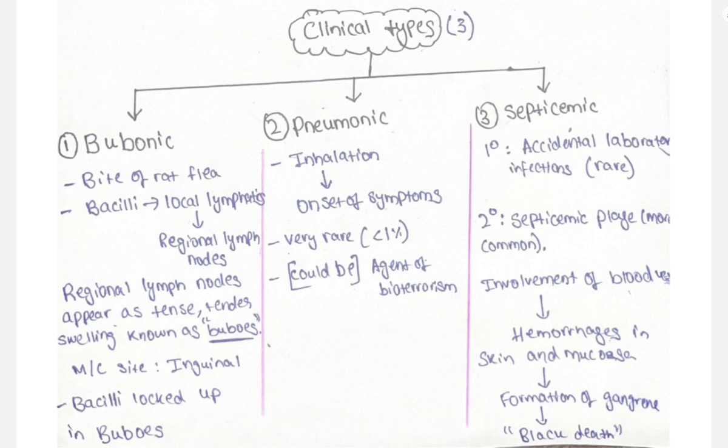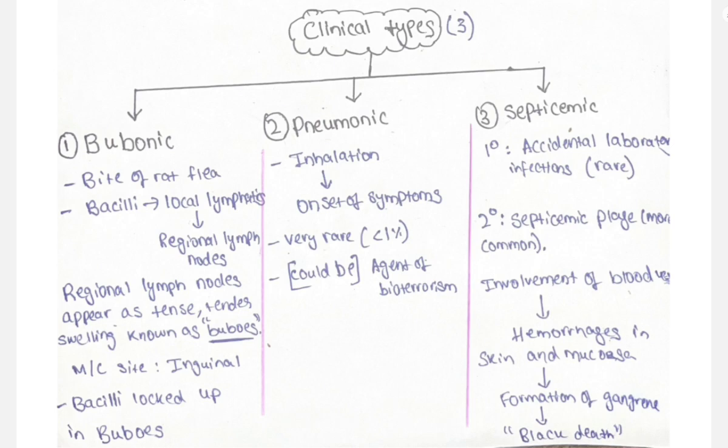And how do the regional lymph nodes present to us? They will present as tense, tender swellings known as buboes. The most common site where we see these buboes is the inguinal site. So if you palpate a patient's inguinal lymph nodes, you're likely to see these buboes. However, they may also occur at other sites. Keep this in mind, for example, axillary, and so on and so forth.